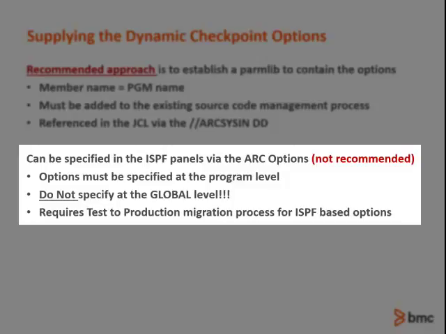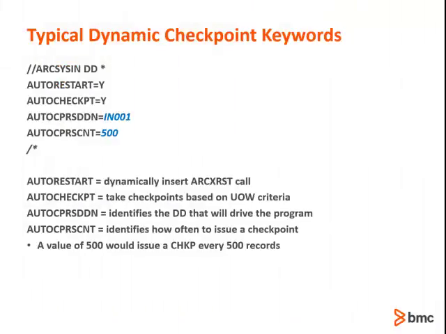Let's look at the actual keywords required to implement dynamic checkpoints. Here's a typical set of keywords used to implement dynamic checkpointing. The auto restart keyword tells ARC to dynamically insert the appropriate XRST call into the program. The auto checkpoint keyword enables automatic checkpoint processing. In this example, the developer has selected IN001 as a trigger file and has instructed ARC to issue a checkpoint for every 500 records.